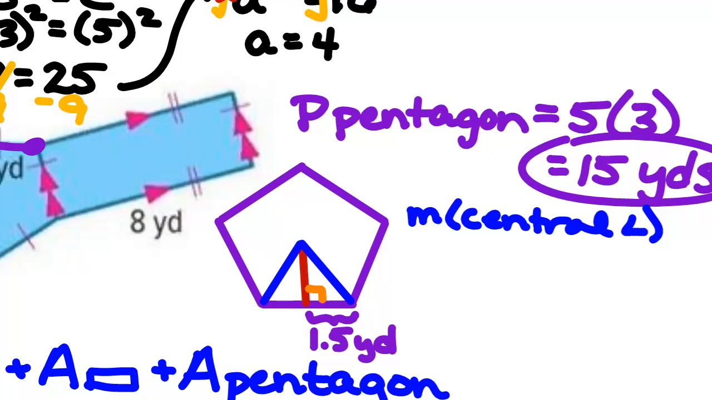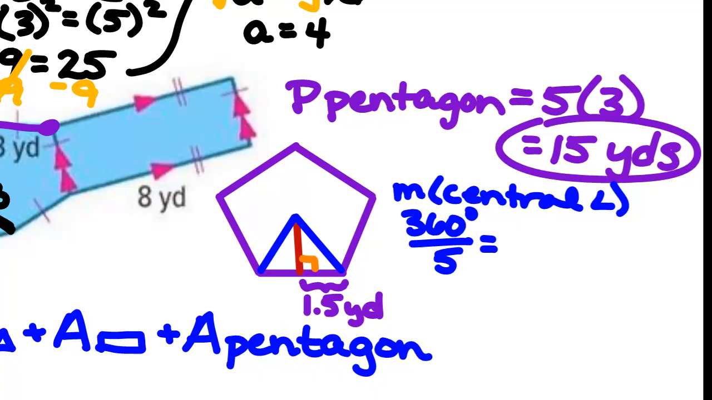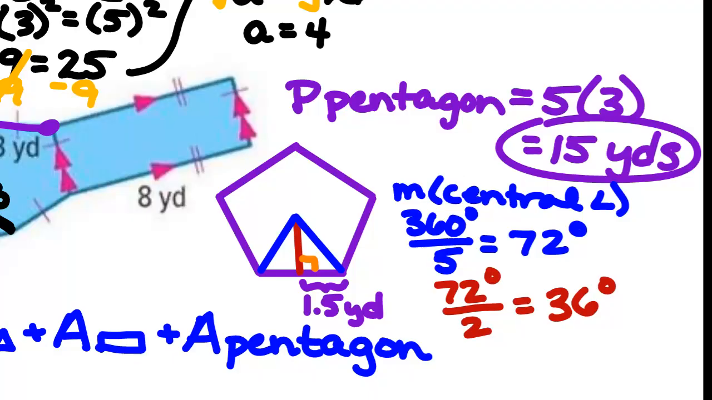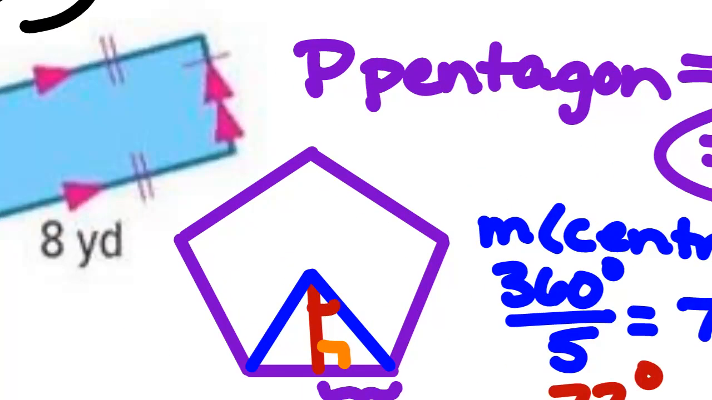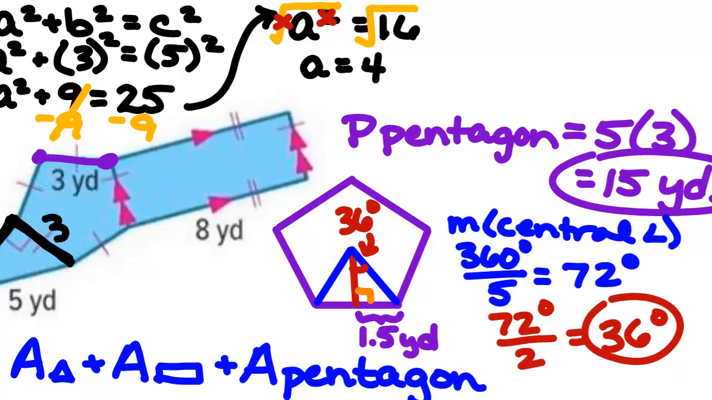All right, so the measurement of the central angle now. We do 360 degrees divided by the number of sides. So divided by 5. What is 360 divided by 5? 72. So then we take that 72 degrees and we cut that in half. That would give me 36 degrees. So this angle right here is 36 degrees.